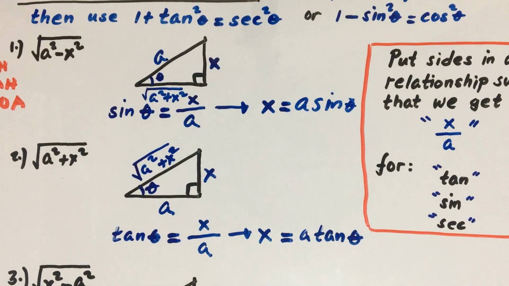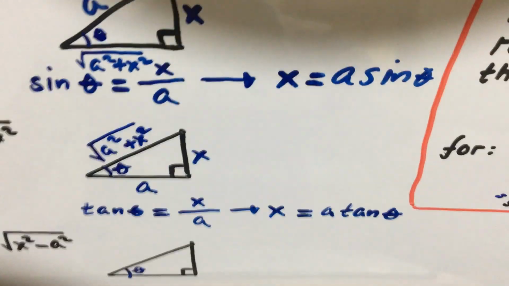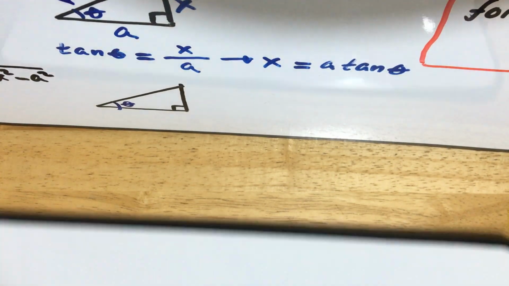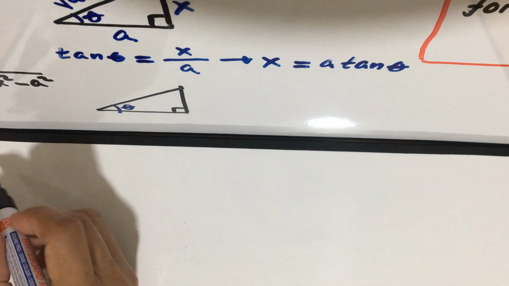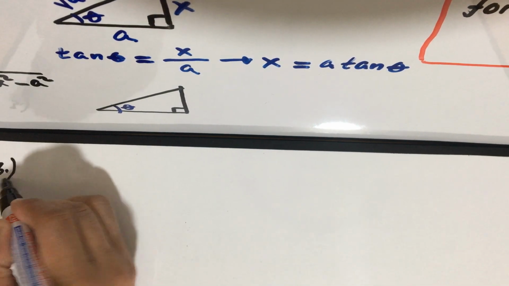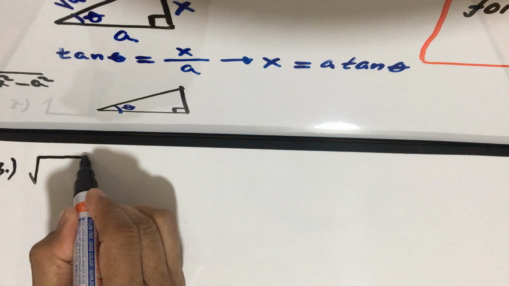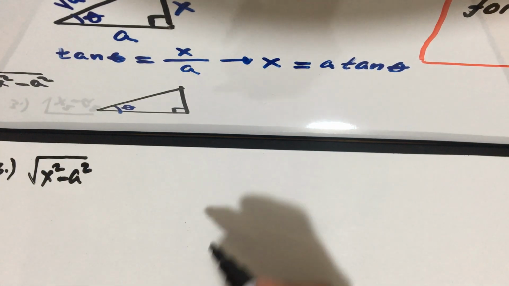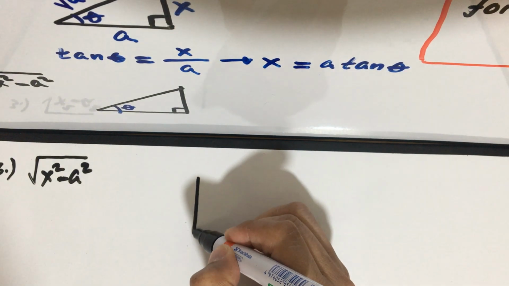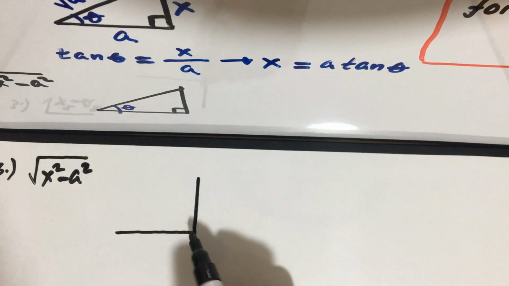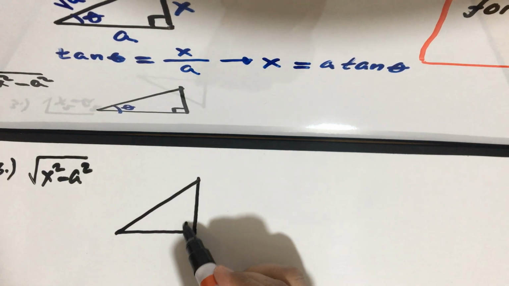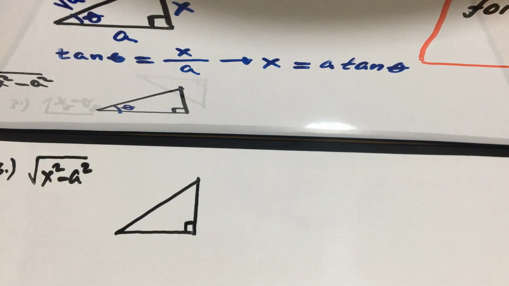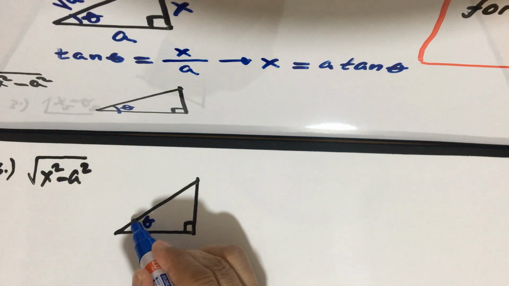Sorry, it cannot be seen, so I'll draw this. I will redraw this in another cardboard. Okay, so I'll redraw number 3. So number 3, we have the square root of x squared minus a squared. So again, I'm going to redraw the right triangle. So this is our angle theta.